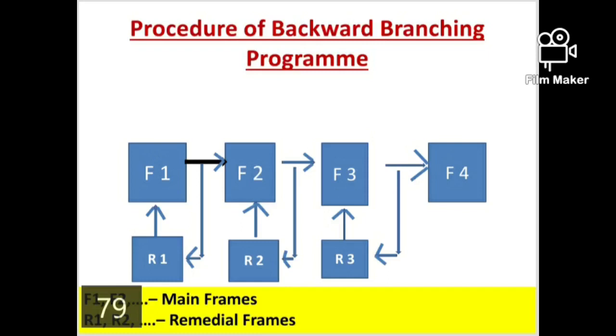In backward branching, if the learner makes a correct response in the main frame F1, he can go directly to the main frame F2. If his response is wrong, he is directed to the remedial frame R1 and then again to the main frame F1 itself. Only after making the correct response in F1, he can proceed to the main frame F2. Similarly, in other frames also.